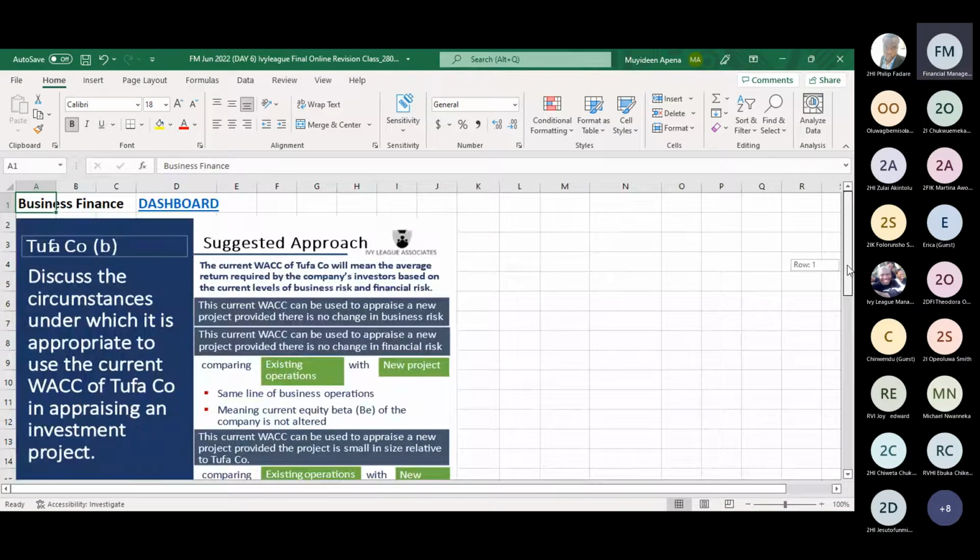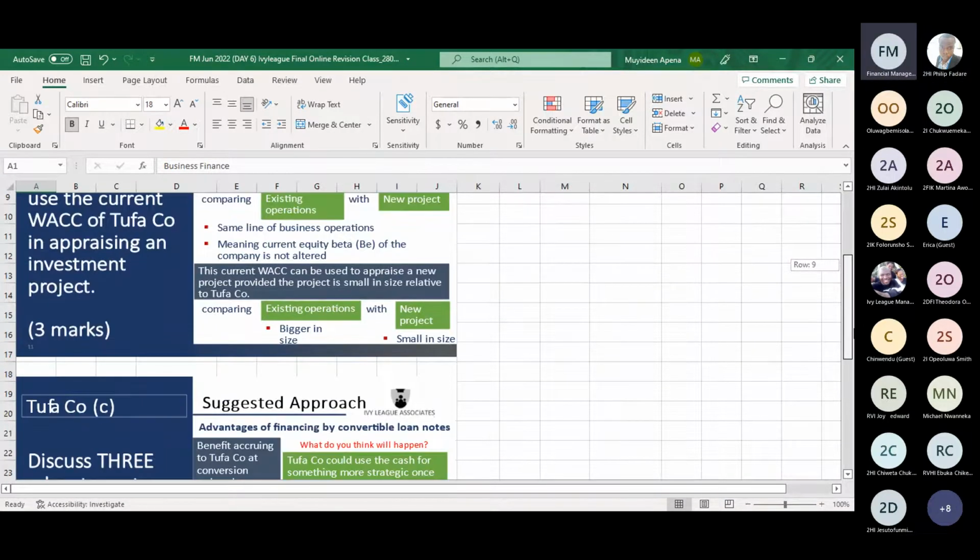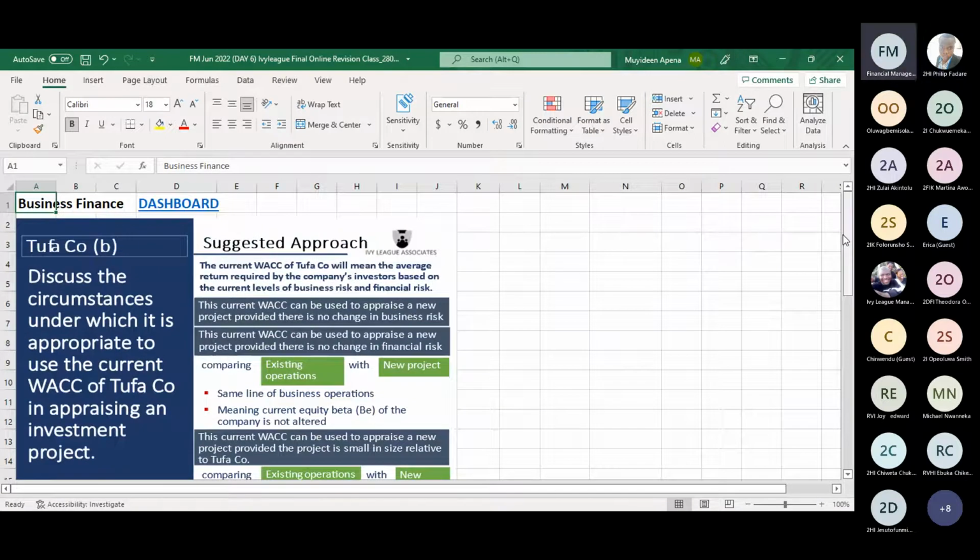TUFACO B and C. The first question says we should discuss the circumstances under which it is appropriate to use the current work of TUFACO in appraising an investment project. So what are those circumstances? I've shared this with you. So the current work of the company means what?